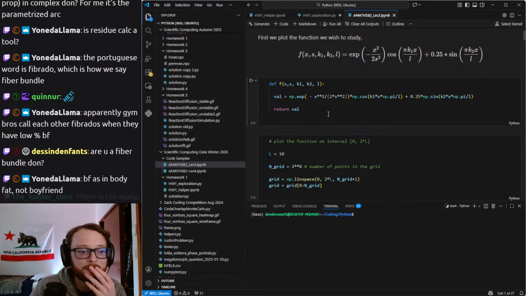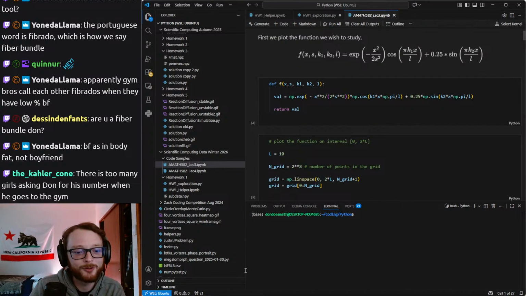I don't know how I should make a wave look though. I wonder if the textbook has a good example of this.